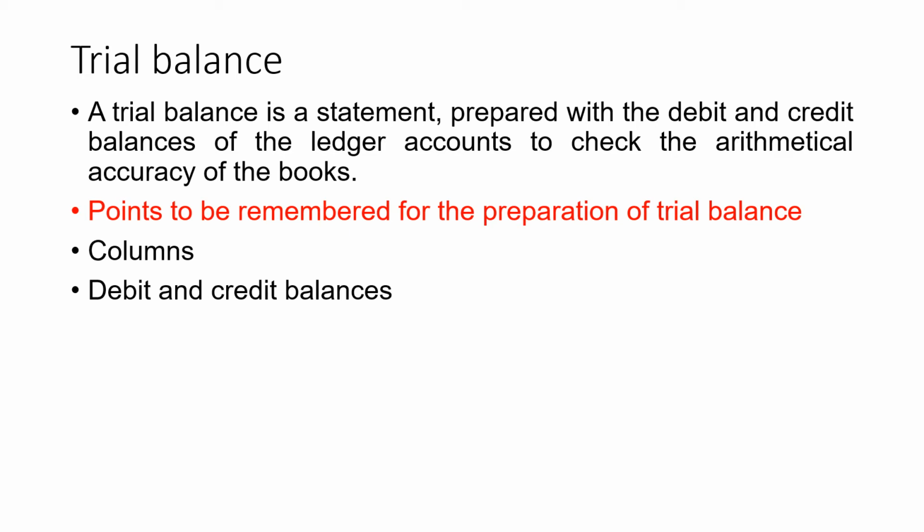Next, some points to be remembered for the preparation of trial balance. First point is columns. How many columns do you have to prepare? Normally, 3 columns you have to prepare. The first one is the accounts column, second is the debit column, and third is the credit column. These are the debit and credit amount columns. So we have to prepare the columns.